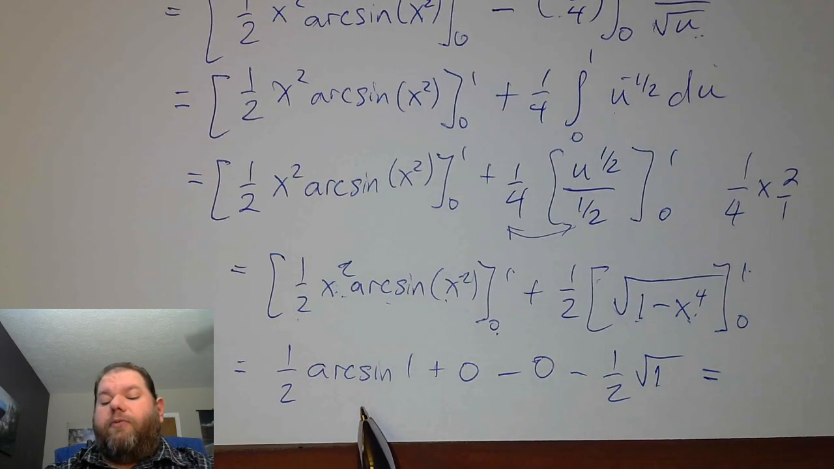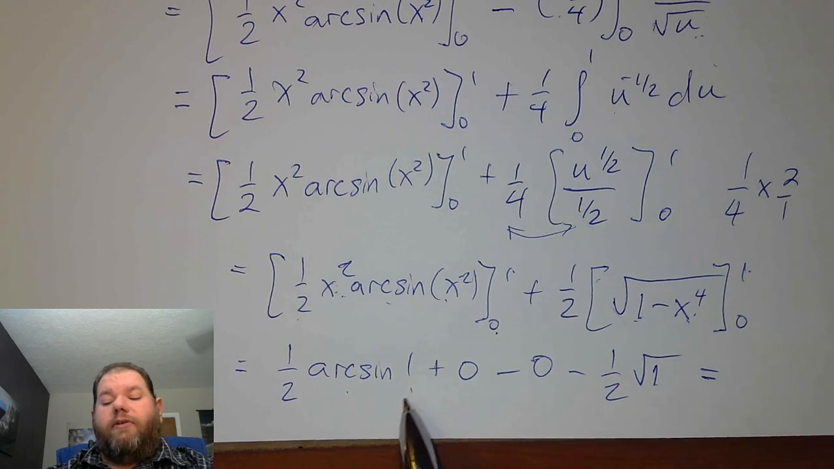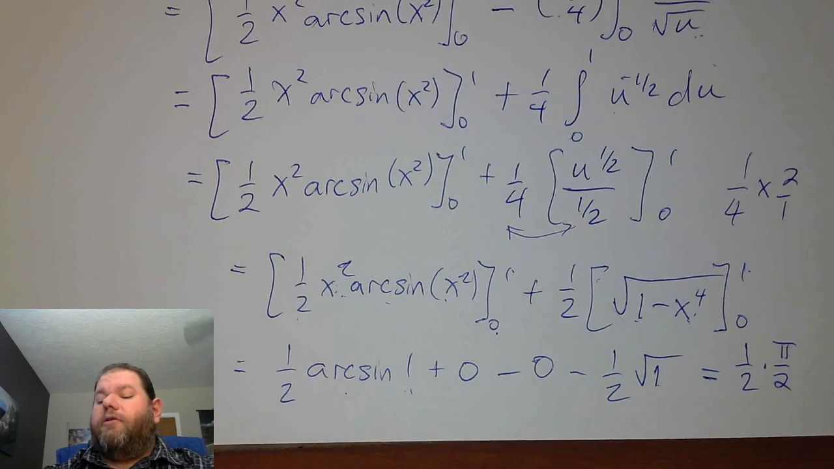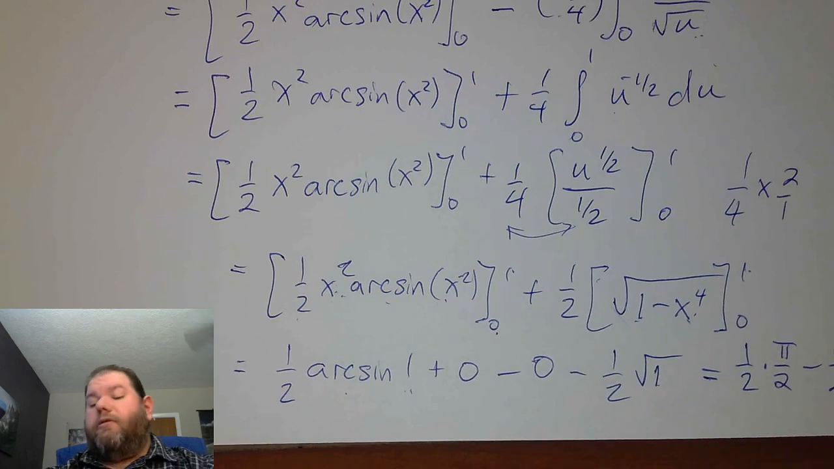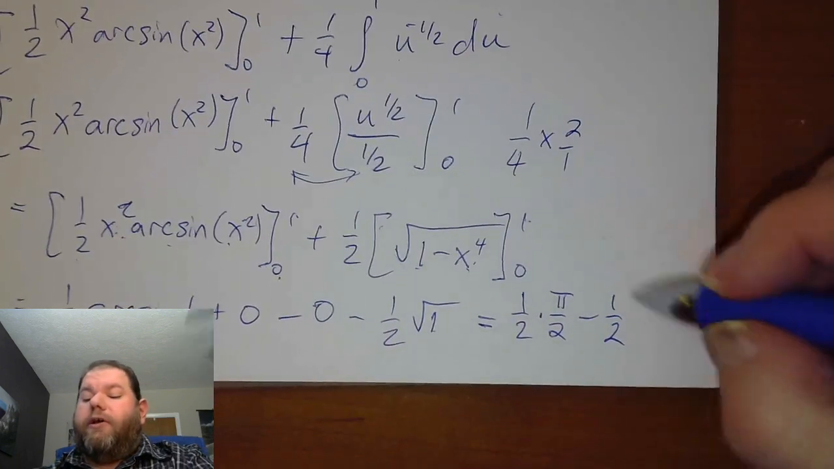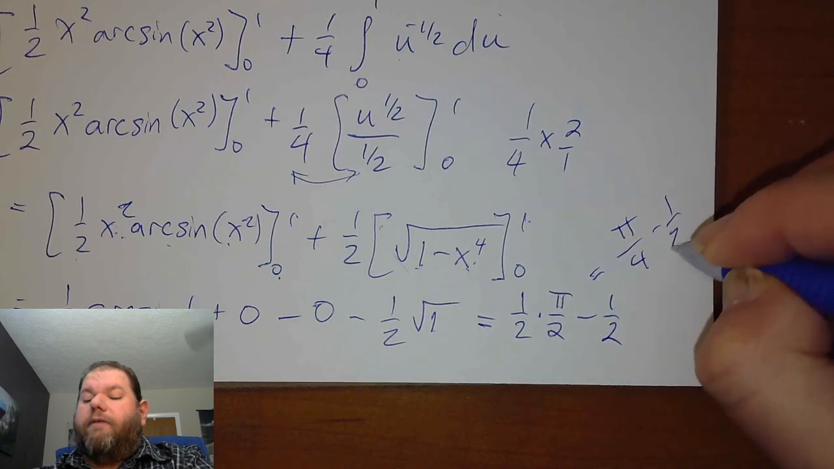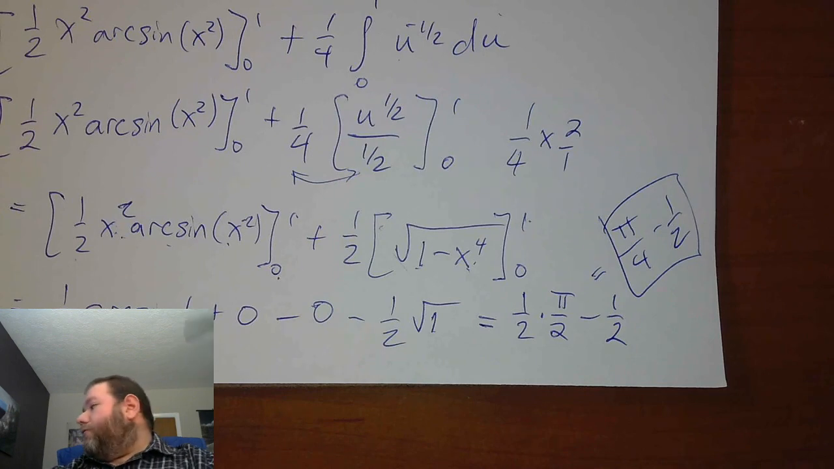So then we think about, okay, what is the arc sine of 1? The arc sine of 1 is the sine of what angle is equal to 1. It turns out sine of pi over 2 is equal to 1. So it's 1/2 times pi over 2 minus 1/2. So our answer here is pi over 4 minus 1/2. And that is our actual value for this particular integral.